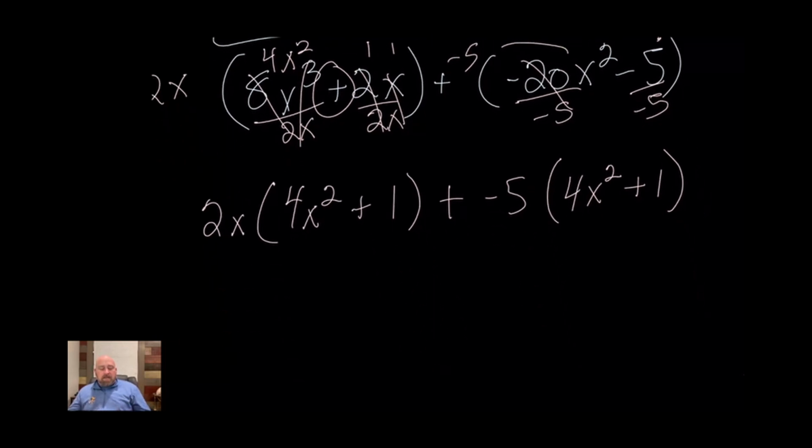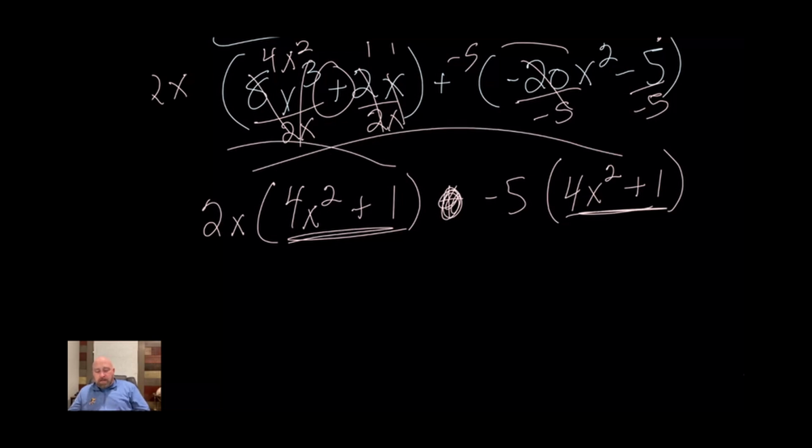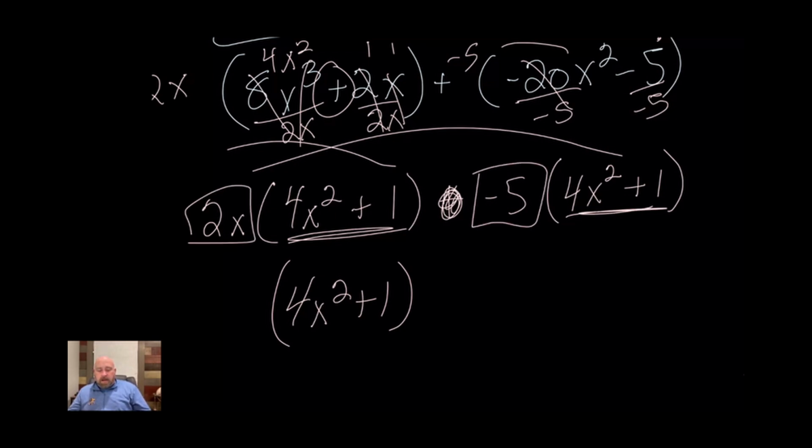So basically this is our answer, but we have something weird going on here. We have a positive and a negative. Whenever you have a positive and negative next to each other, that just ends up being a negative. Okay, so the negative wins out right there. Notice we can take this. This is common. We can factor it out. 4x squared plus 1. And then what's left over is this right here. So 2x minus 5. And that would be the way that you solve that one.